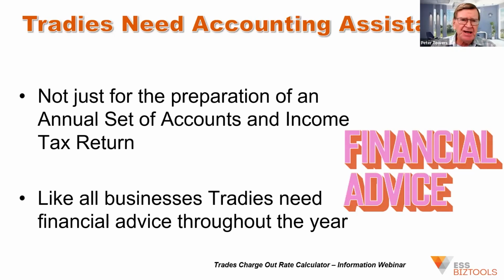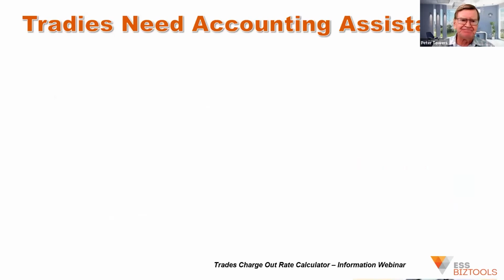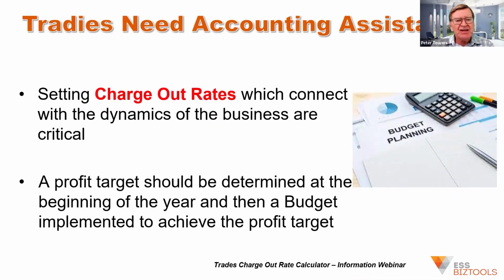So tradies do need accounting assistance. They need far more than just an annual set of accounts and an income tax return. They need this assistance throughout the year, not just for one or two meetings, primarily being held to discuss taxation issues. The setting of charge out rates should connect to the dynamics of the business.